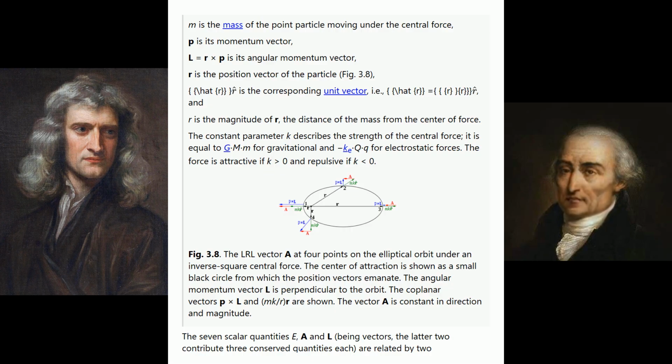The 7 scalar quantities E, A and L, being vectors, the latter two contribute 3 conserved quantities each, are related by 2 equations, A dot L equals 0 and A squared equals m squared k squared plus 2 m E L squared, giving 5 independent constants of motion. This is consistent with the 6 initial conditions, the particle's initial position and velocity vectors, each with 3 components, that specify the orbit of the particle, since the initial time is not determined by a constant of motion. The resulting one-dimensional orbit in 6-dimensional phase space is thus completely specified.